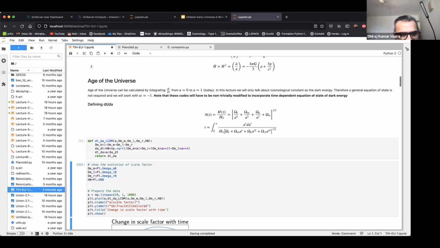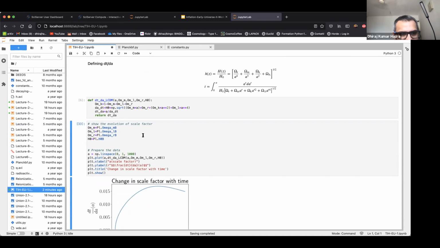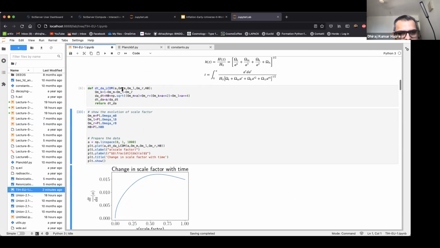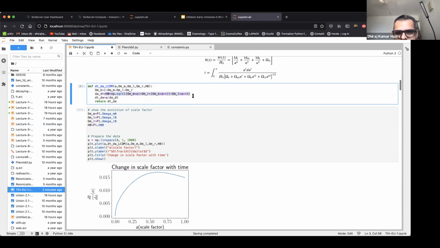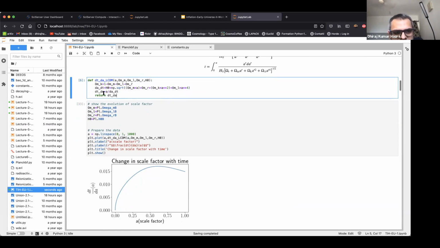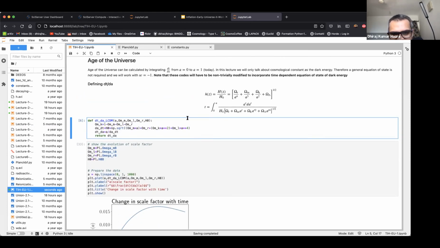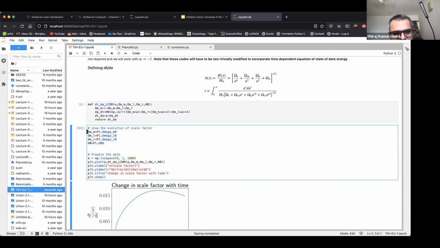All right, so dt da lambda CDM, as you can see, I have simply defined the dt da lambda CDM as this. Here, I have not yet discussed anything about the redshift. I'm just talking about the scale factor because you don't actually need the notion of redshift yet. So, as you see, I am defining this omega matter as the Planck best fit value of omega matter, and B means baseline, I'm sorry.